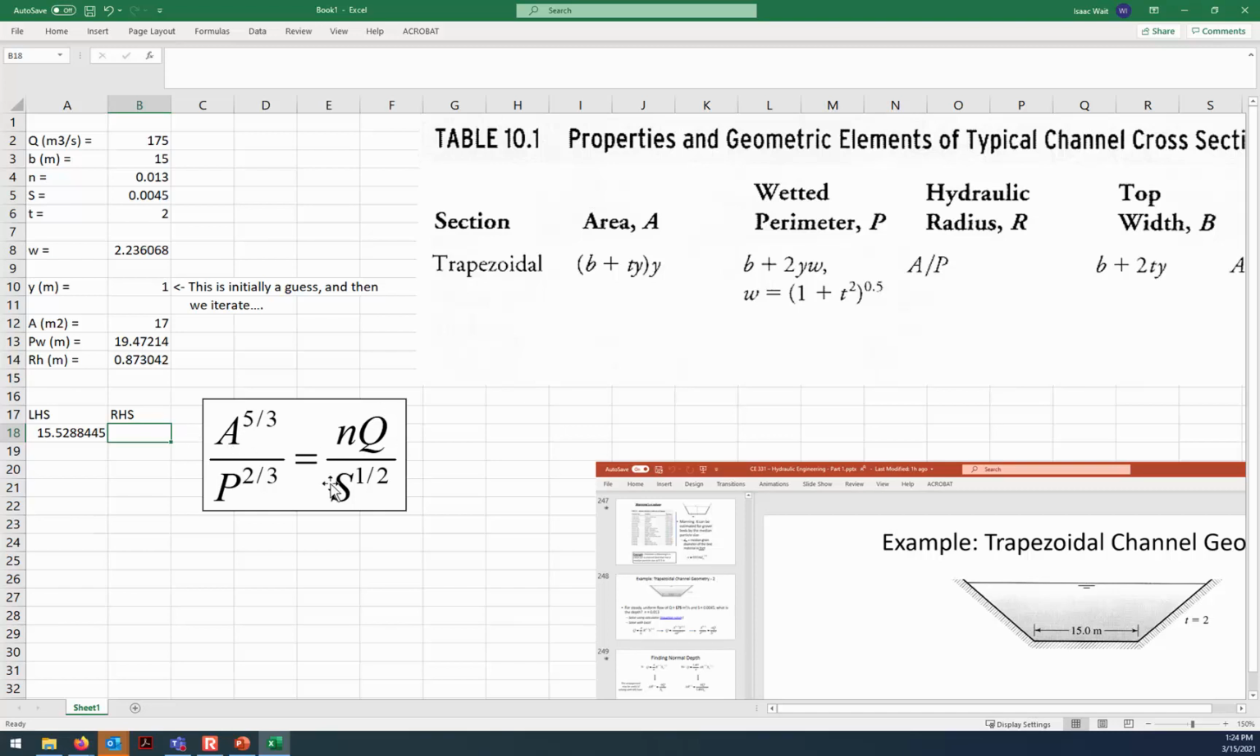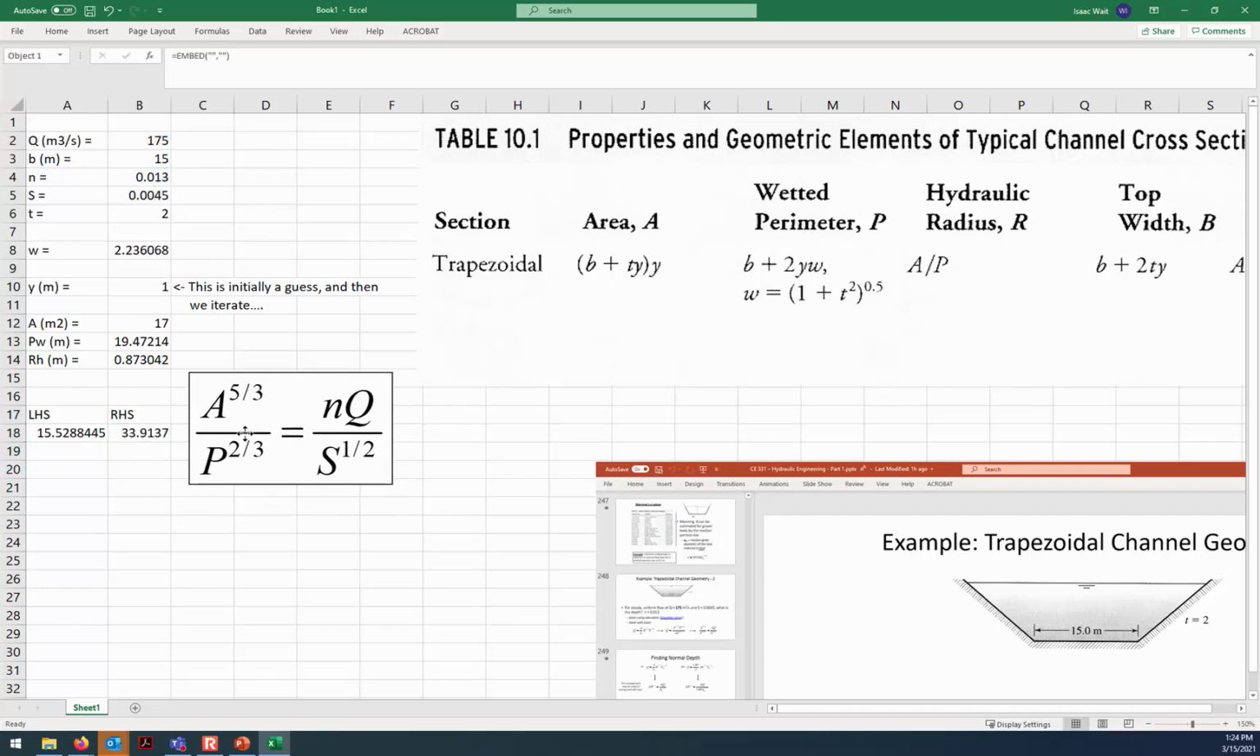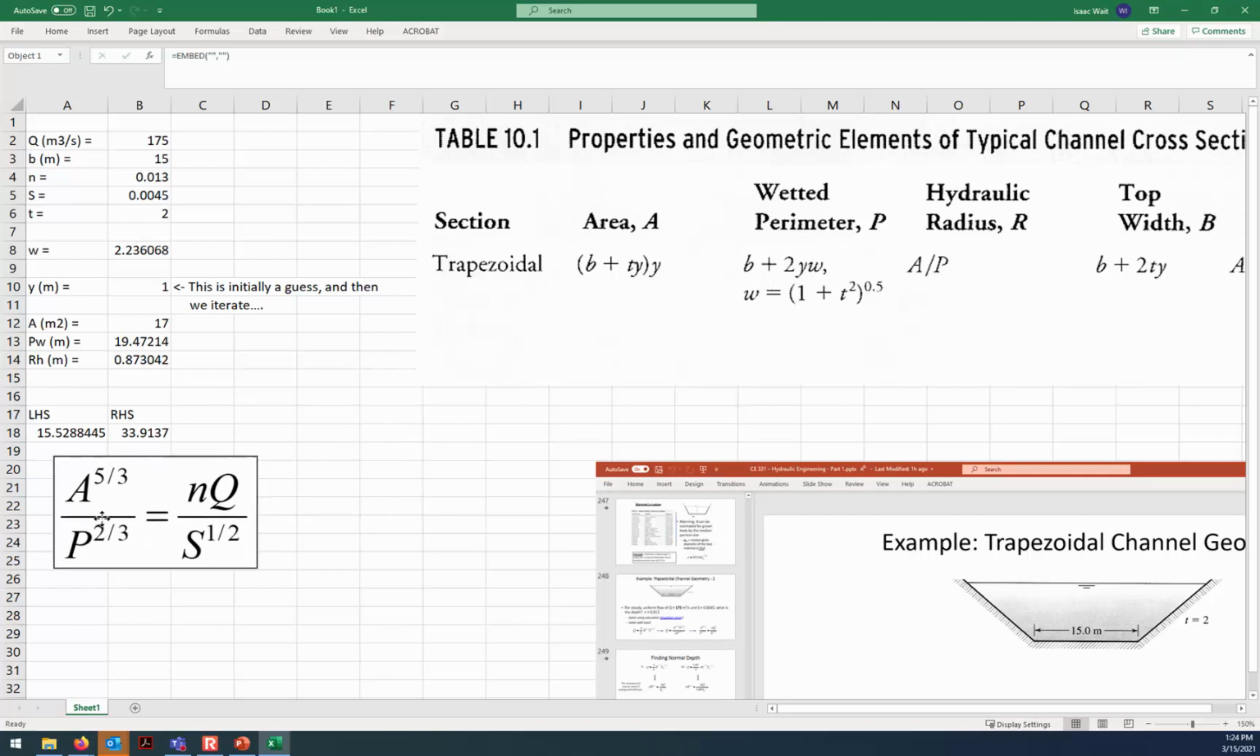It's a constant because it is the n value multiplied by the flow rate divided by slope to the power of 0.5. Okay, so that constant is 33.91. Now let me ask you this. Right now, does the left-hand side equal the right-hand side? This equation says that they should be equal.